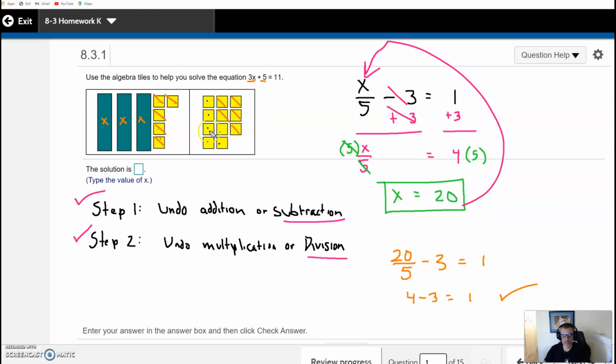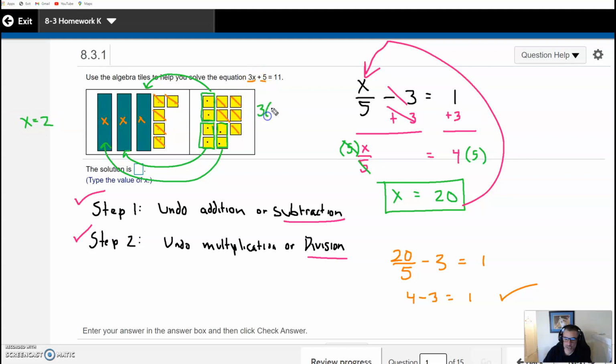So I have 6 yellow squares and 3 green rectangles, which means that if I split these into 3 groups, each x is worth 2 of these, right? These 2 belong to this one, these 2 belong to this one, and these 2 right here belong to this one. So what this says is that each x is worth 2, right? And that is correct.